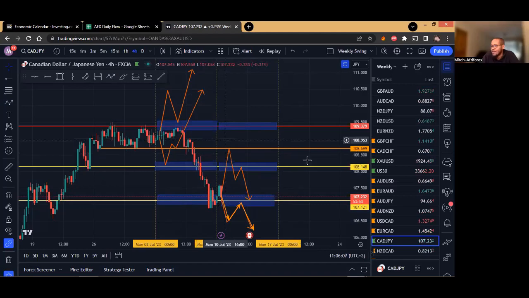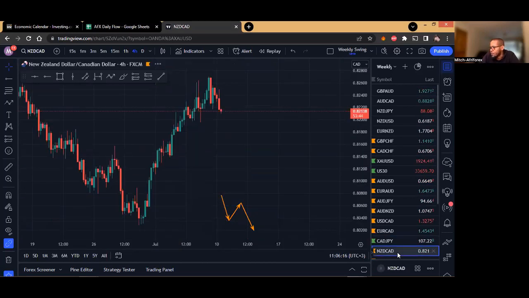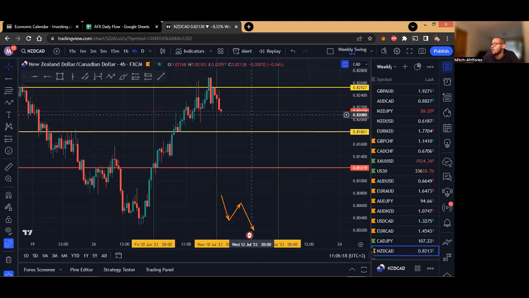So I hope that's clear. But right now, we do need some sort of pullback. So I guess we can go on to the next Canadian dollar pair. Have the New Zealand dollar against the Canadian dollar. So brand new entered on our watch list.